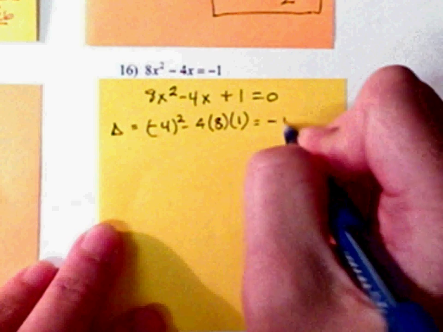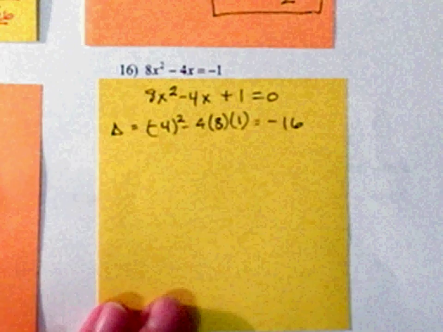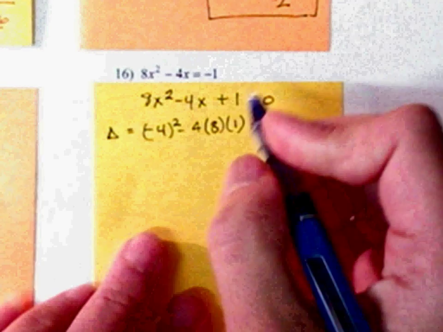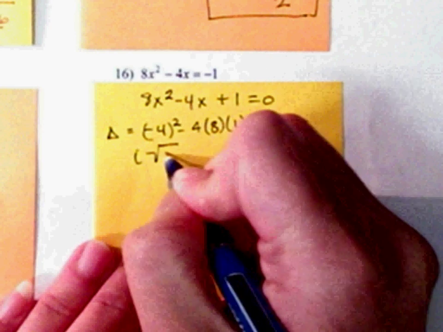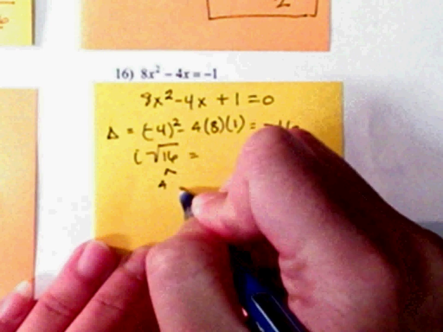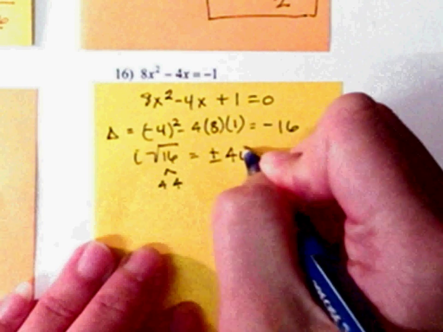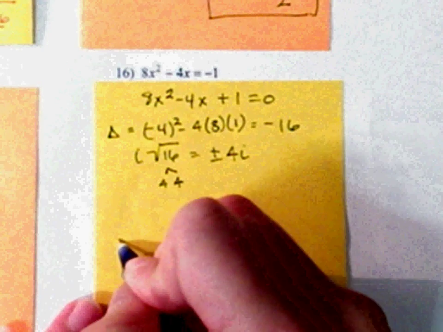2 imaginary answers. You will have an i in your solution. So take the square root of 16, which is 4 and 4. So this comes out to be plus or minus 4i. Plug it into your quadratic formula.